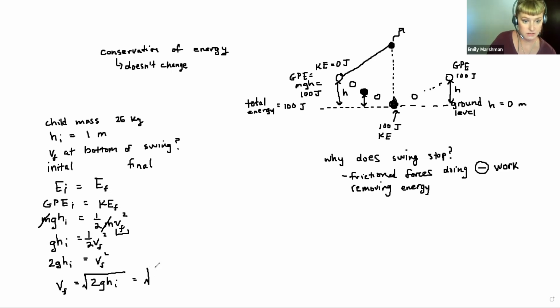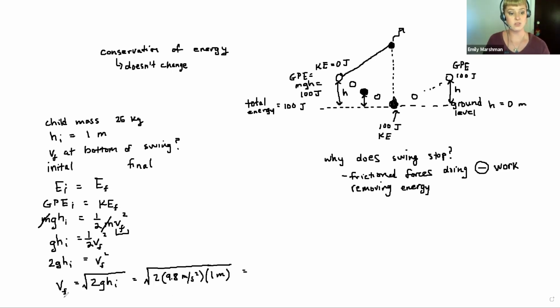And now I plug in the values. 2, g is 9.8 meters per second squared. You can use 10 meters per second squared. We don't need the negative sign here because we've already taken the negative sign into account when we derived an expression for mgh. It's already taken care of. And the initial height above the ground was 1 meter.